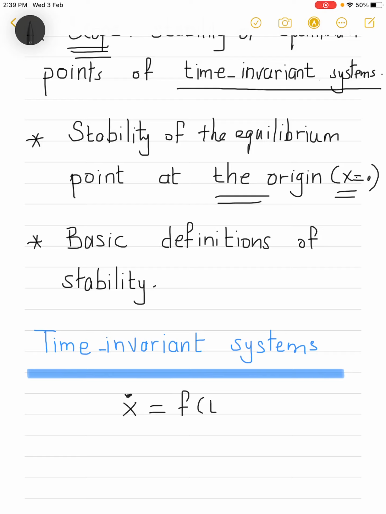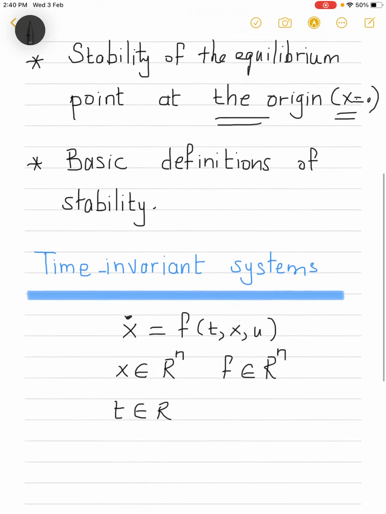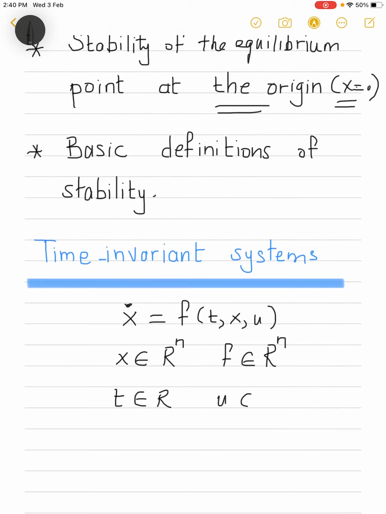x dot equals f of t, x, and u, where x is a state variable vector which could belong to a space of dimension n, and consequently f, which is called the vector field, also belongs to space of dimension n. T belongs to R, this is real time, and U is the set of control inputs or external inputs applied to the system, and that could be in space of dimension m in general.